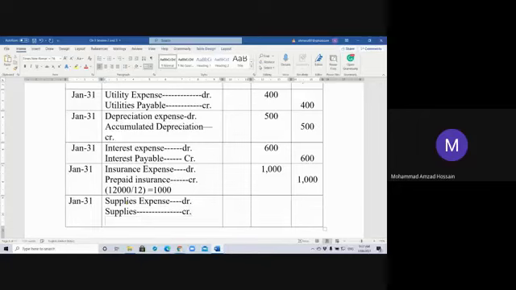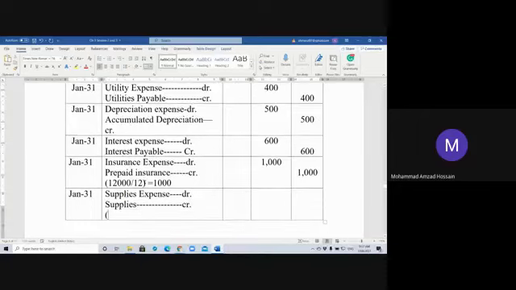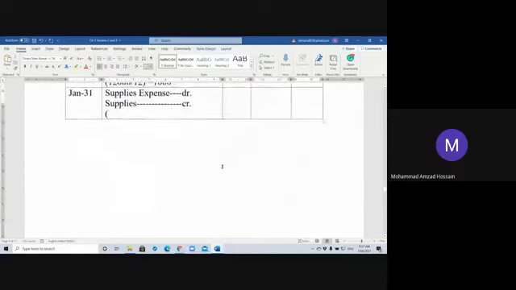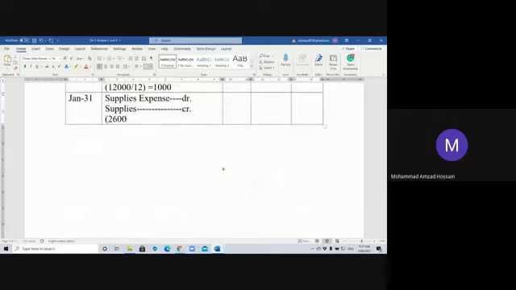What will be the journal? Sorry, calculation. So the amount of 2600 minus 900. 2600 minus 900, so how much? Sir, 1700, 1700.